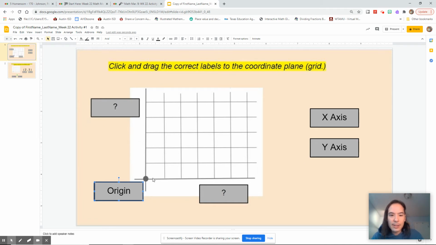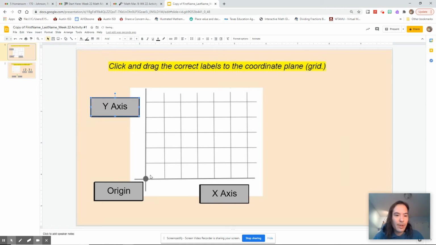X-axis is where you run. So if you're running, that's side-to-side movement. So we're going to put our x-axis on our horizontal number line. Our y-axis is where we jump. So what we're going to do is we're going to put the y-axis label next to our vertical number line, and that's where we jump.